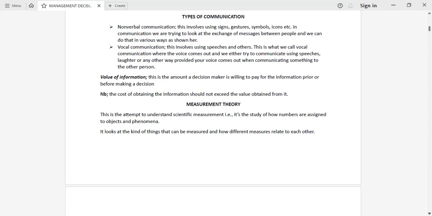Because me, I set my own price, then you give me what you have, and we negotiate. If at all you are giving me less than what I actually charge, then I may decide and say I'm not going to give you a service, or I'm going to give you the service. So it's not what has been said, but it's actually what the customer is willing to pay. That's what we call the value of information.